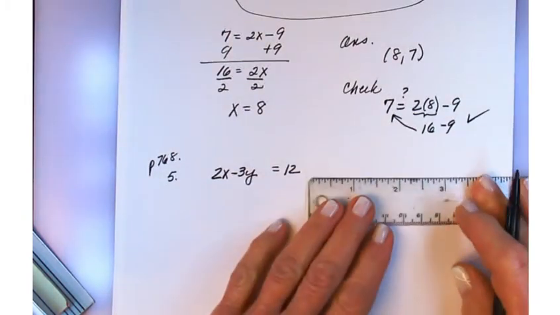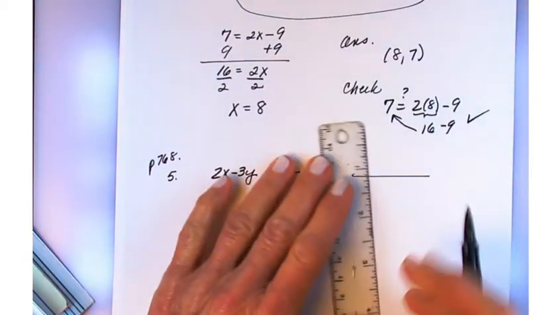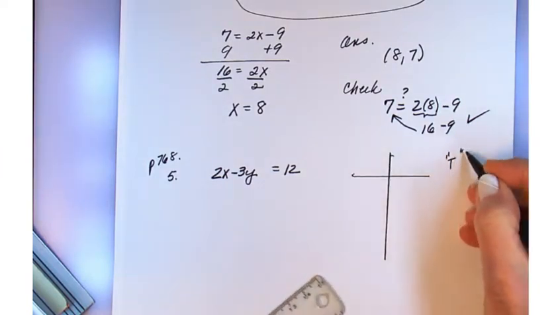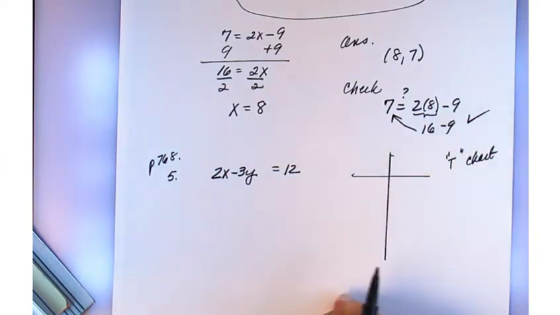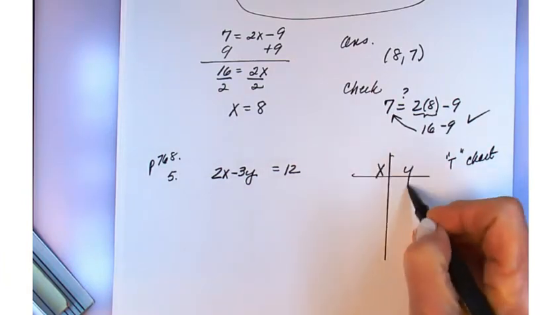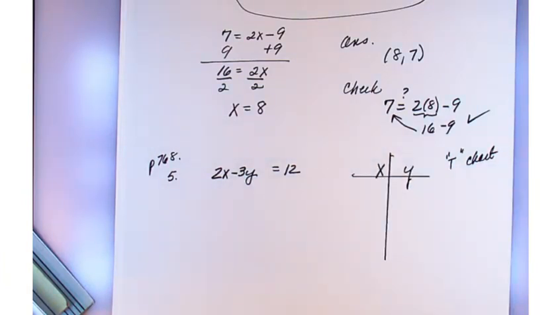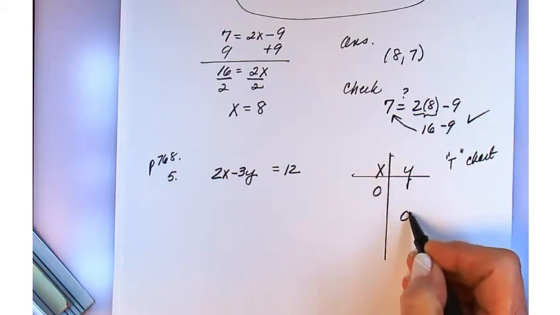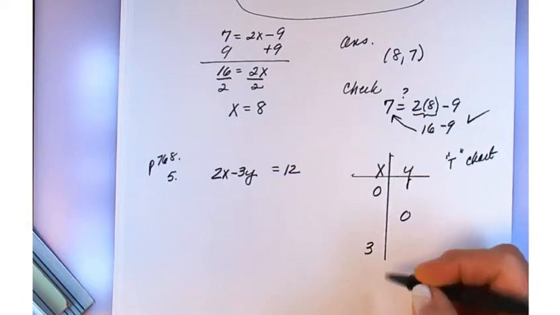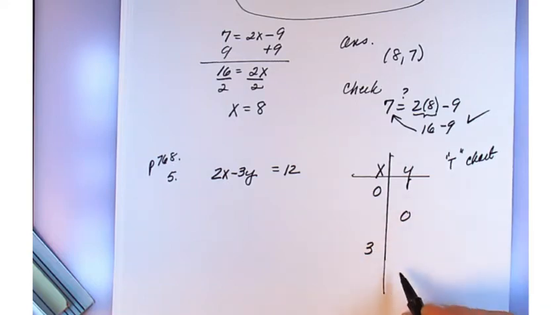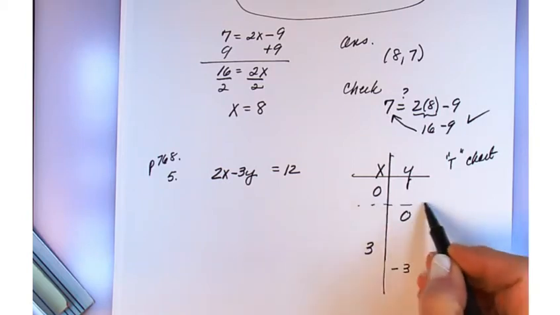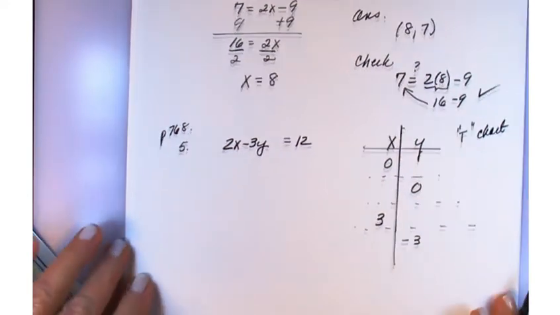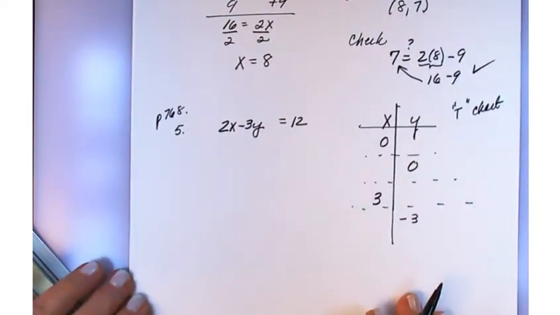Here's my table over here. I call this a T-chart. That's my name for it, a T-chart. And of course the x's go on the left and the y's go on the right. And what we're given is a 0, then a 0 for the y, and then a 3, and then a negative 3 here. So this is what we have. It makes no difference if we're given the x or the y.